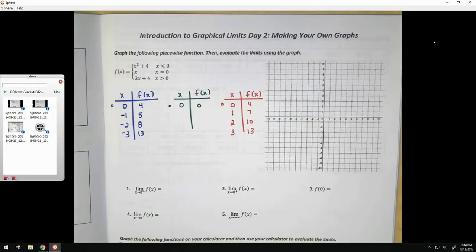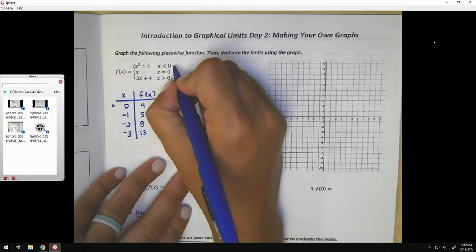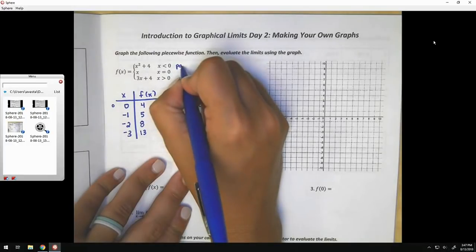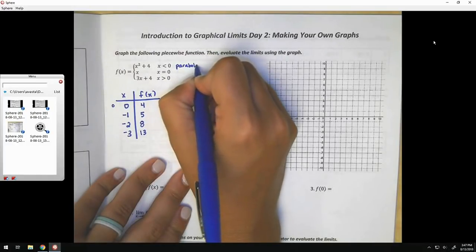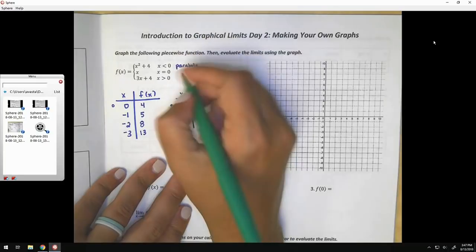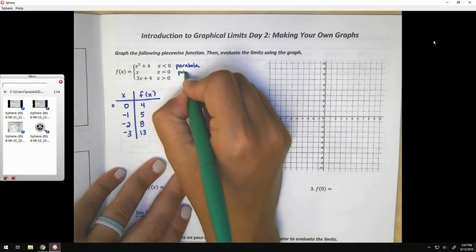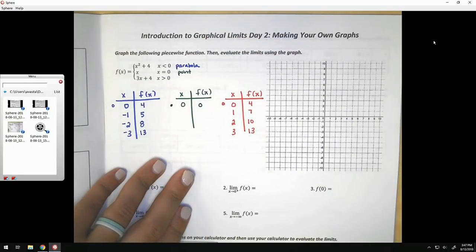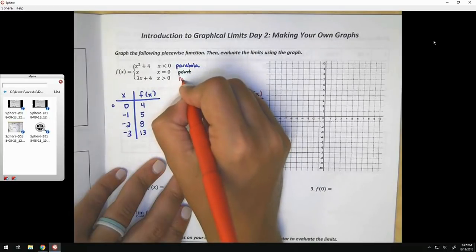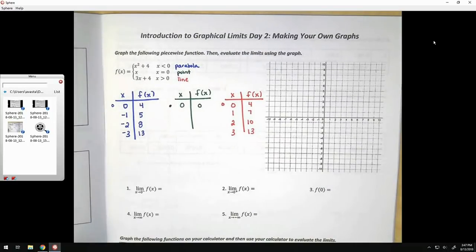Now based on the shapes of these graphs, I know that the first shape should be a parabola. The middle one should just be a singular point because it's only going to have one x value, and the last part should be a line. So when I'm graphing these points, if that doesn't correspond to how I expected them to look, that's going to kind of give me a heads up that something probably went wrong.